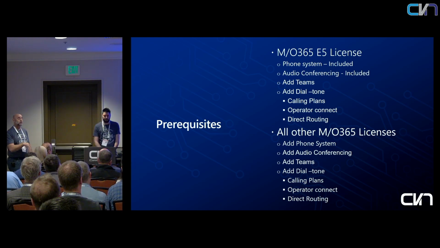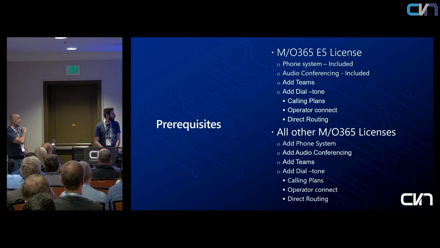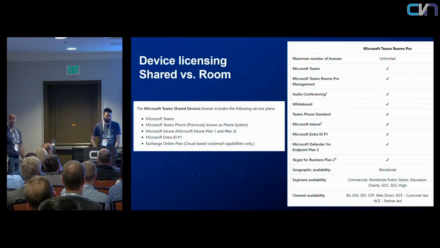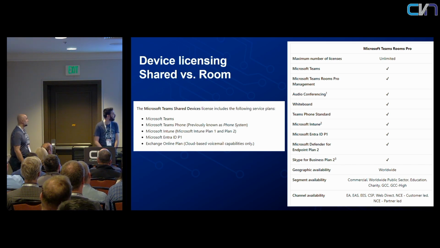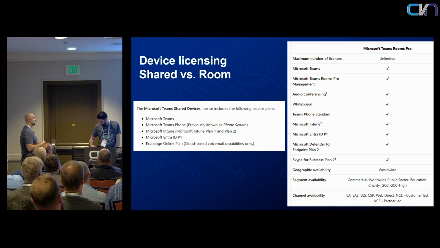Same goes for the E3 version of the licensing. However, in this scenario, you actually have to add your phone system and audio conferencing, just like you do today, right? But the only difference between them is now you have to add Teams enterprise license on both of them. Correct.